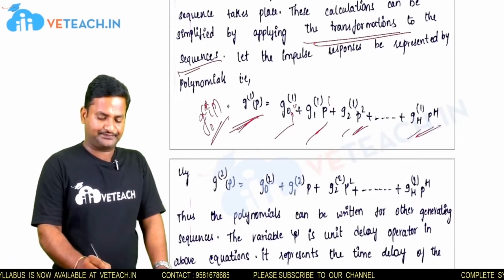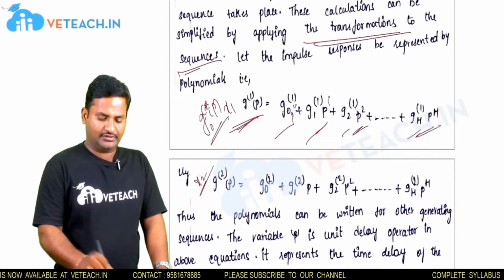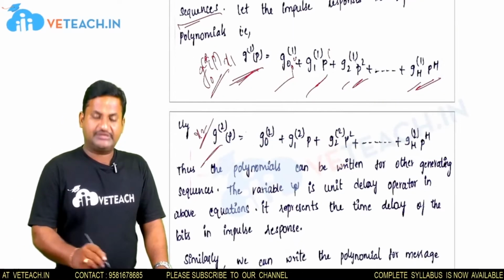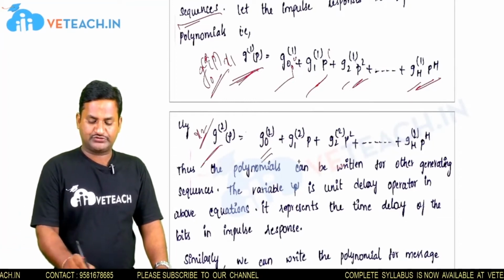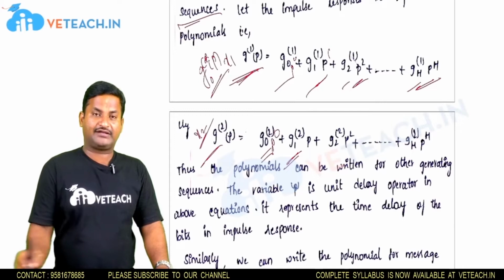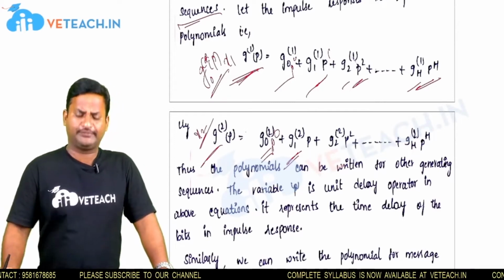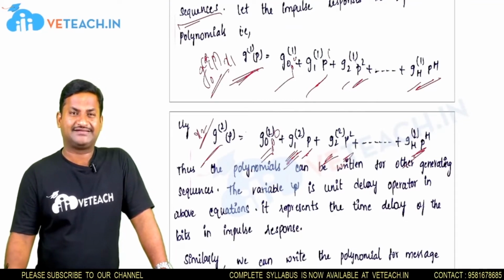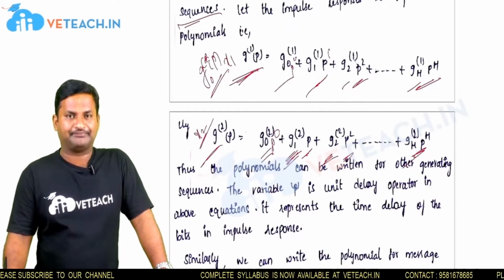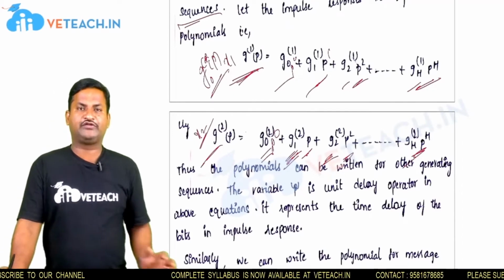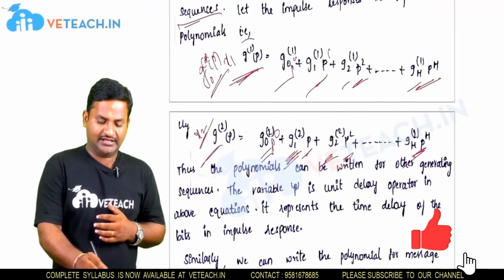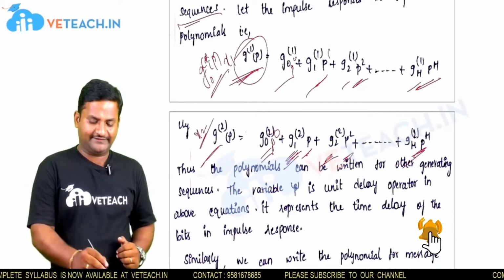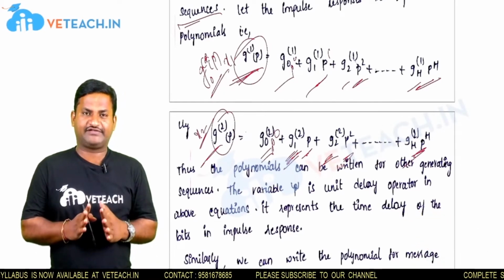Similarly, this is for x1. For x2, with respect to m1, m2, how x2 can be represented is simple. G power 2 of p is g naught power 2, g1 power 2 p, g2 power 2 p square, and so on, up to gm power 2 into p power m. That is the representation. So two kinds of polynomials can be expressed. First one, g power 1 of p, this is for x1 exclusively. The second one, g power 2 of p, this is for x2.